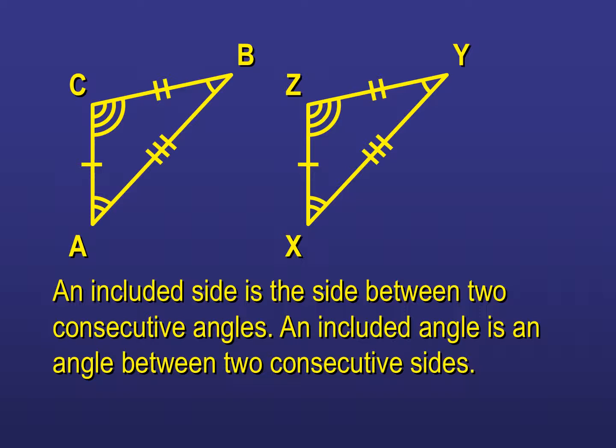Another term that's important to know is included angle, and that's going to be an angle that's in between two consecutive sides. And remember, consecutive means that they share a point. So consecutive sides would be like side ZX and YX. Those are consecutive sides, and the included angle would be angle X.